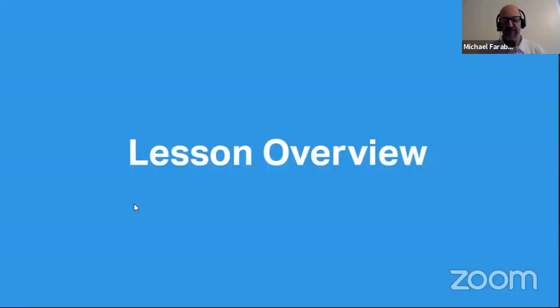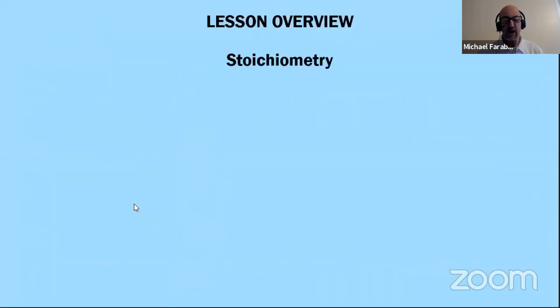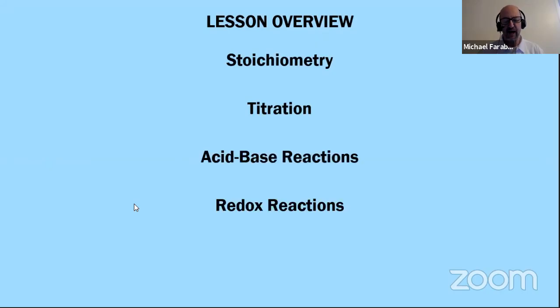And let me give you an overview of today's lesson. So we're going to finish up Unit 4 on chemical reactions. So we'll talk about stoichiometry. We'll talk about titration, various types of chemical reactions, including acid-base reactions, oxidation-reduction or redox, and precipitation reactions. So as you can see here, also there are a variety of science concepts and skills, including balancing chemical equations and describing the components of quantitative information from models and particulate-level and macroscopic-level properties. So in today's lesson, we will talk about stoichiometry, titration, acid-base reactions, redox reactions, and precipitation reactions.